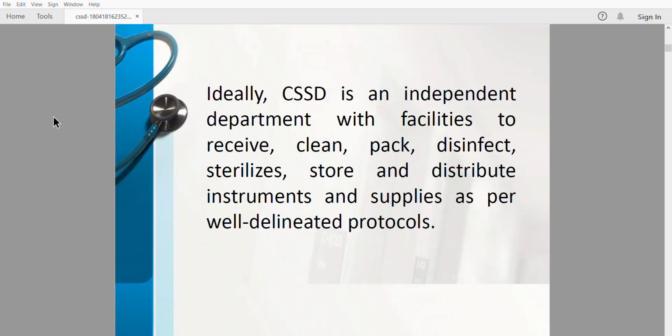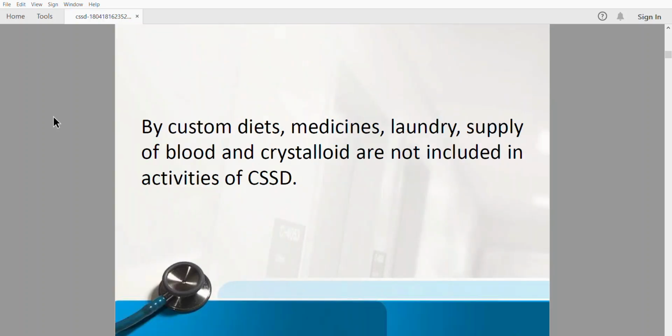Ideally, CSSD is an independent department with facilities to receive, clean, pack, disinfect, sterilize, store and distribute instruments and supplies as per well delineated protocols. By custom, diets, medicines, laundry, supply of blood and crystalloids are not included in the activities of CSSD.